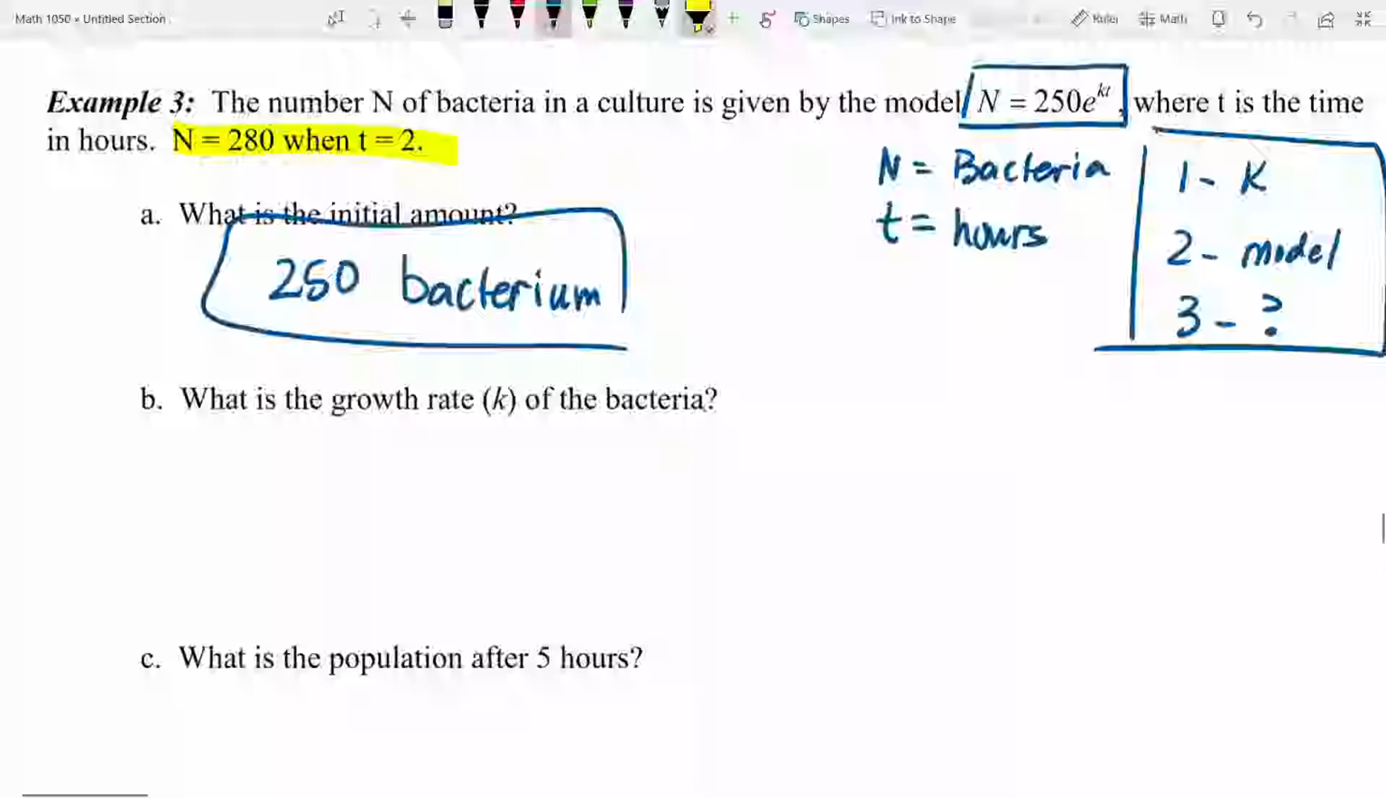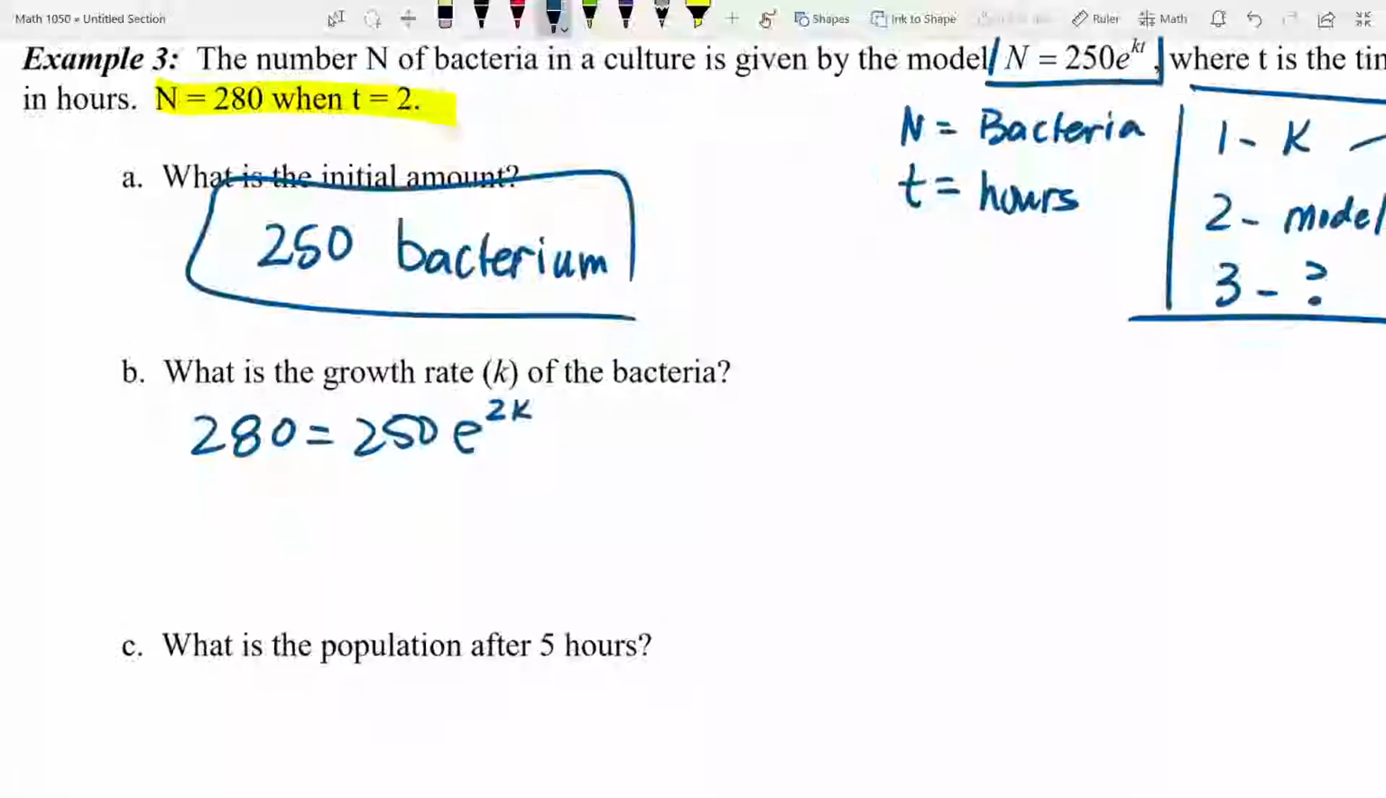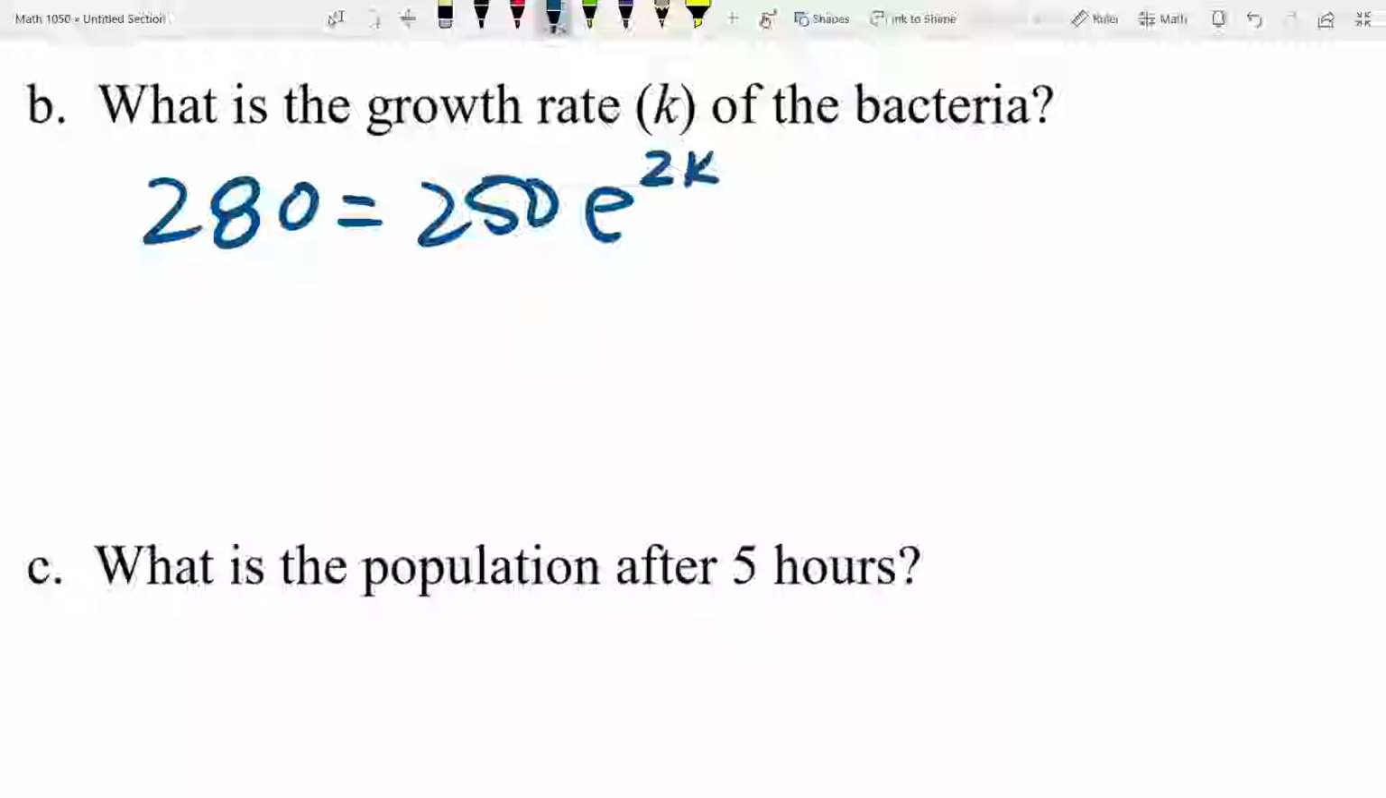So we're going to put 280 in for N, we're going to put 2 in for T, and we're going to do step 1, which is to find my K. So everybody go 280 equals 250 e to the K times 2, so that would be 2K. I'm stuck, so I divide. So I have e to the 2K equals 280 divided by 250, which gives you a nice number, 1.12. What's the definition of nice right now? It ends. It's not some crazy, horrible thing, right? So we're stuck, so we convert it.